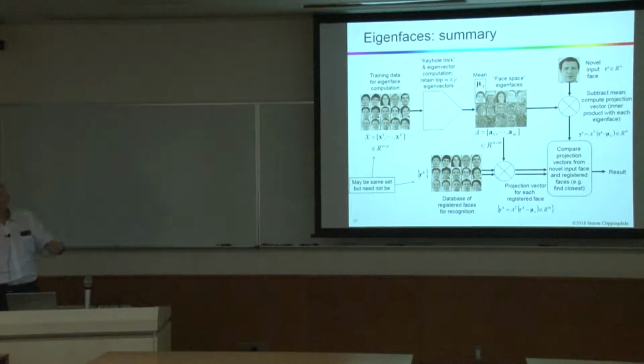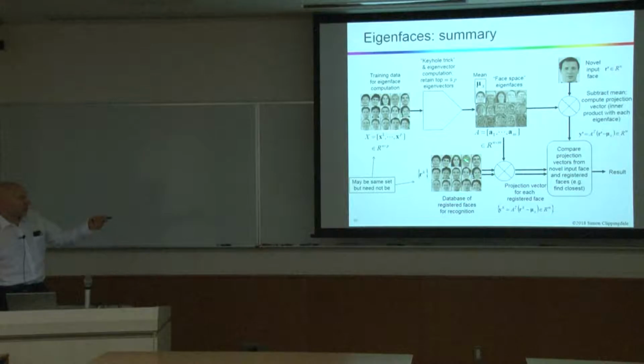So first we need to compute our face space. Here are our images from which we're going to compute the face space. We do this keyhole trick computation, keep the top m eigenvectors. In this case, I've just drawn it with all of them. And here's our face space with the mean, there's the mean face of these and all those eigenvectors hanging off it. So having computed that, that's what we're going to use to do the projection and feature extraction from all our registered and input faces.